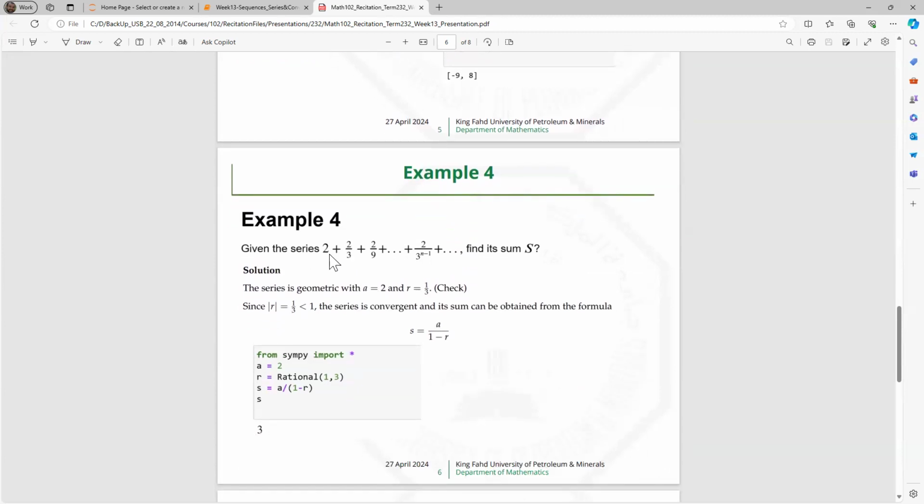For example 4, we'll talk about series now. Given this series, which is 2 plus 2 over 3 plus 2 over 9 plus ... plus 2 divided by 3 to the power n minus 1, we'd like to find its sum s.